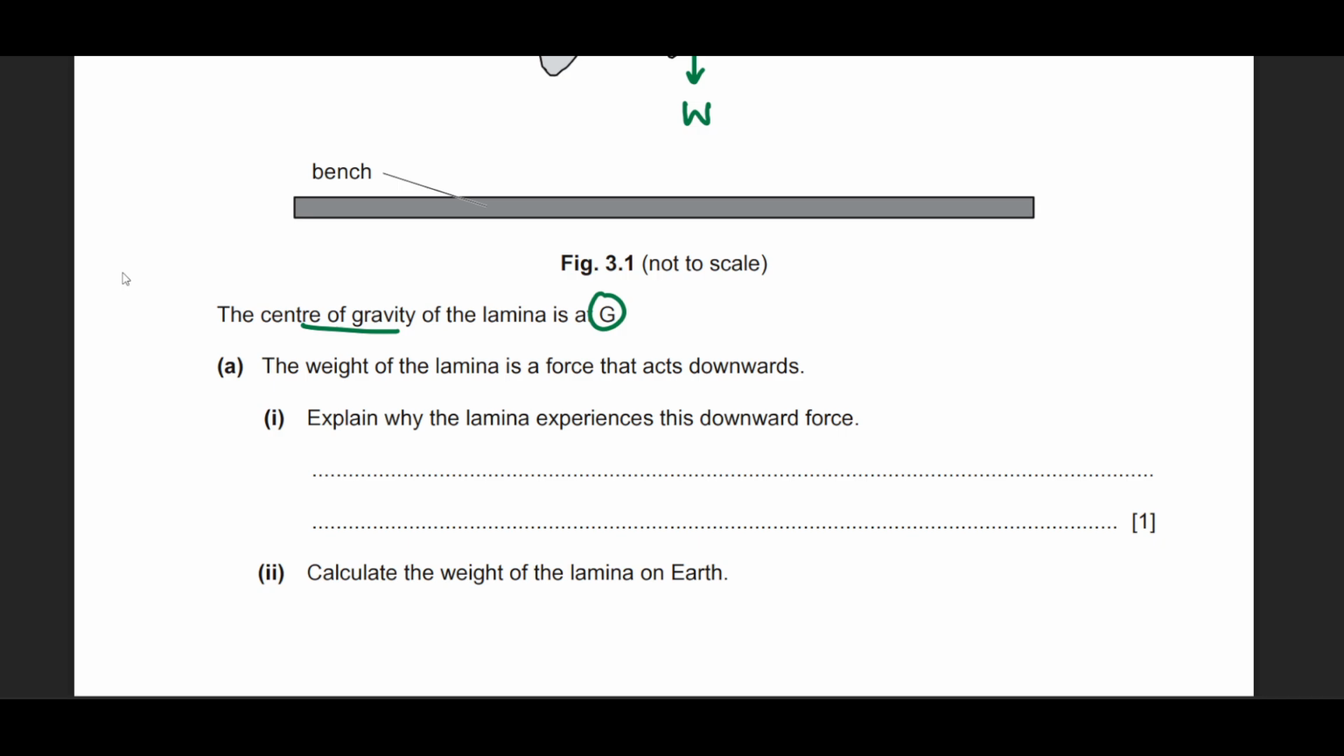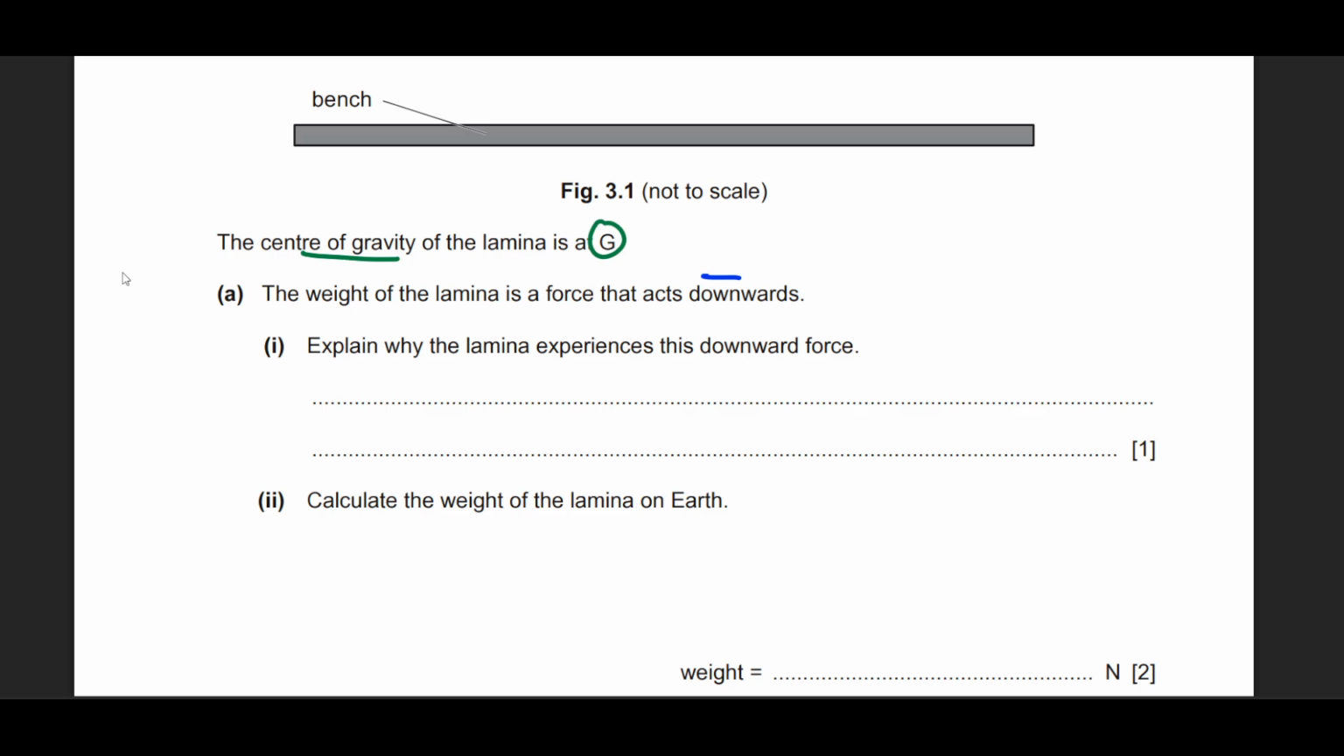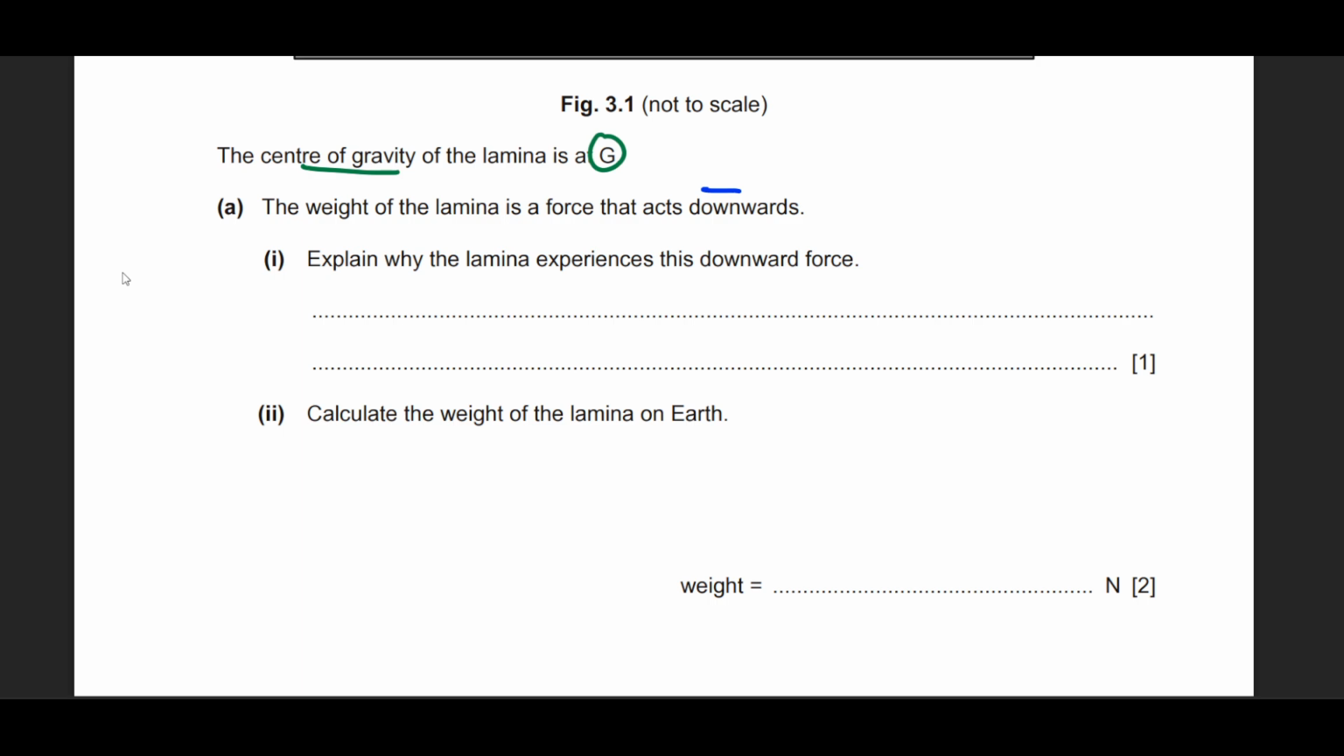He says the weight of the lamina acts downward. We understand that. Explain why the lamina experiences a downward force. Now, it is experiencing a downward force because of the gravitational attraction. Simple as that.